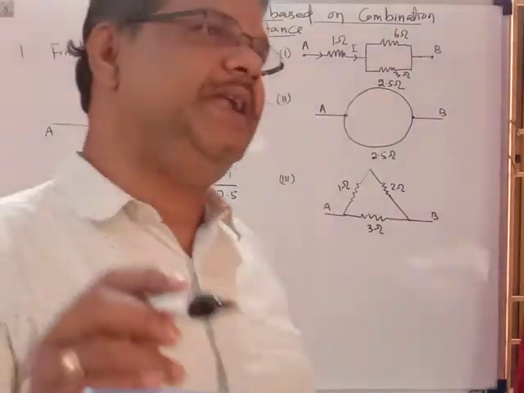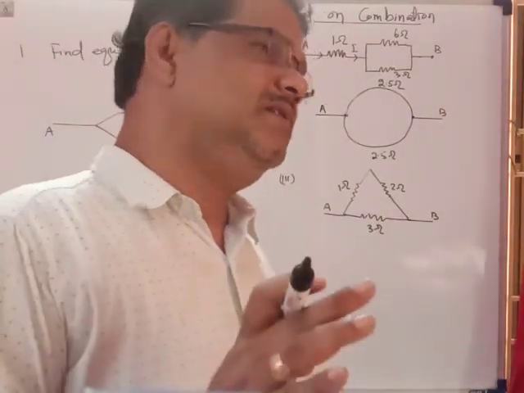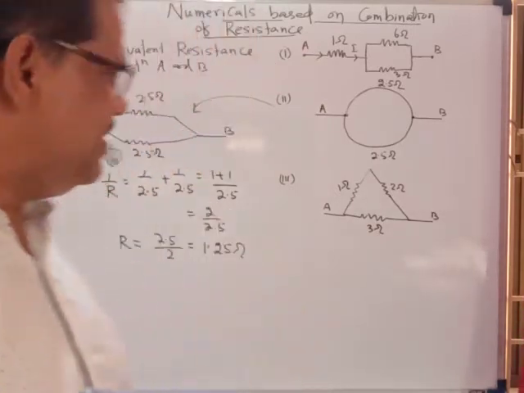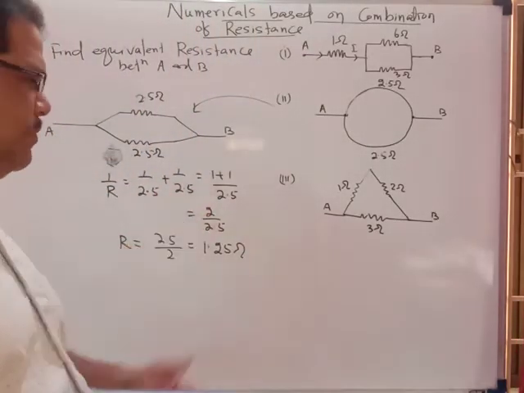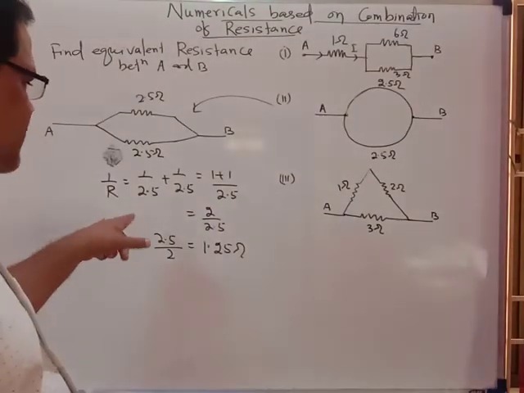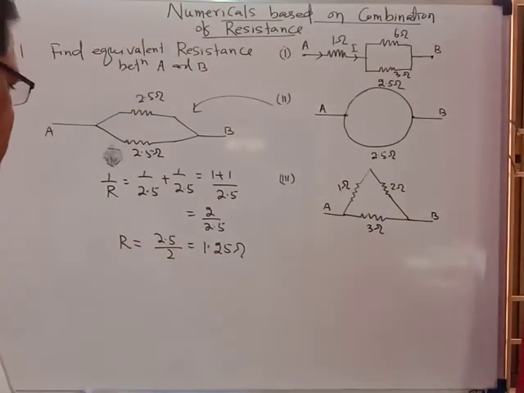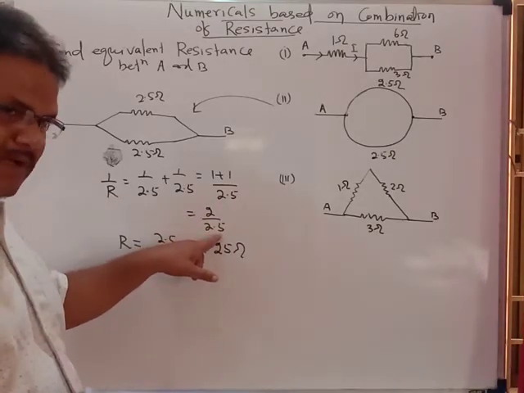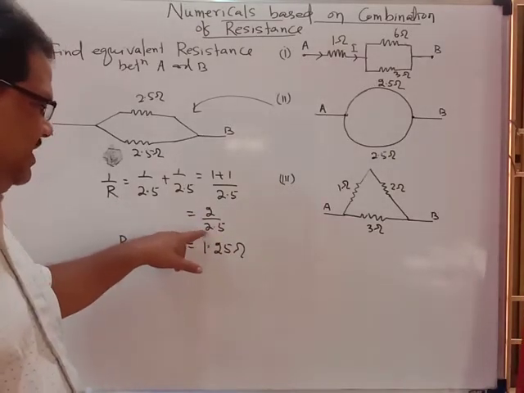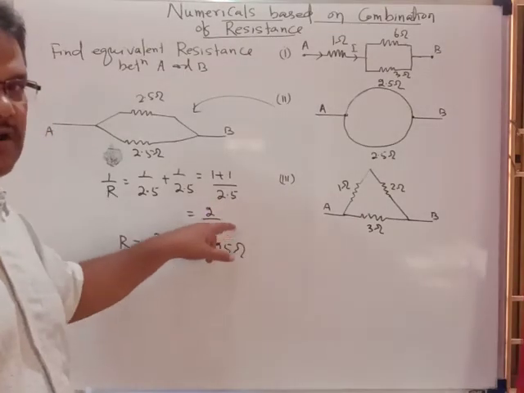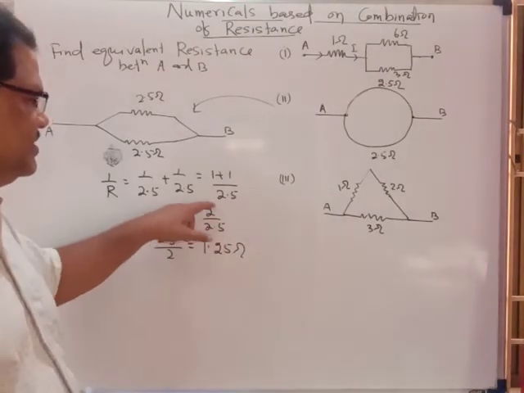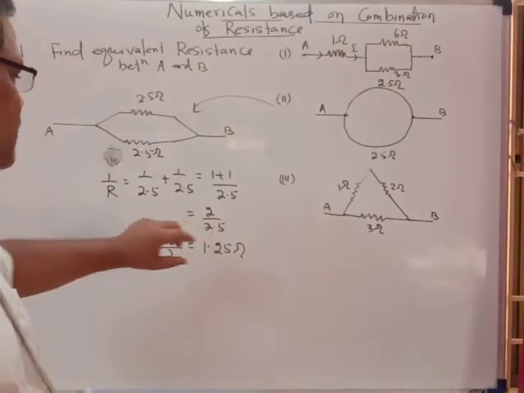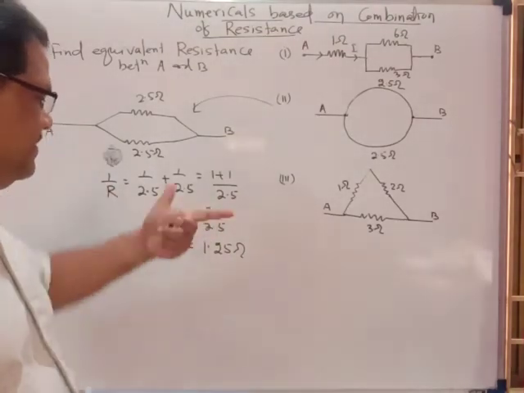Students, mind it, whenever two resistors are grouped in parallel, if you apply this formula, no problem. The problem is that in the examination, when you get 1 upon R equal to 2 upon 2.5, most students leave the value there. Actually this is not the value of the equivalent resistance. Because it is in reciprocal form, 1 upon R is this value. We have to find R, which means it will be reversed.